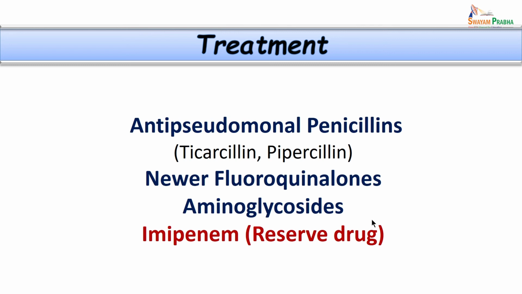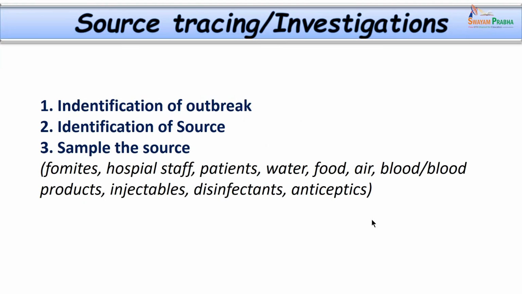We treat them against anti-pseudomonal penicillins because we know that they are inherently resistant to beta lactams. The anti-pseudomonal penicillins like ticarcillin, piperacillin can be used, or they are also supposed to be sensitive to newer fluoroquinolones or aminoglycosides. It is important to know that the drugs like imipenem have to be sparingly used and reserved mainly for pan resistant. Sometimes it can be used as a life saving drug. So, this is the treatment of healthcare associated infections.